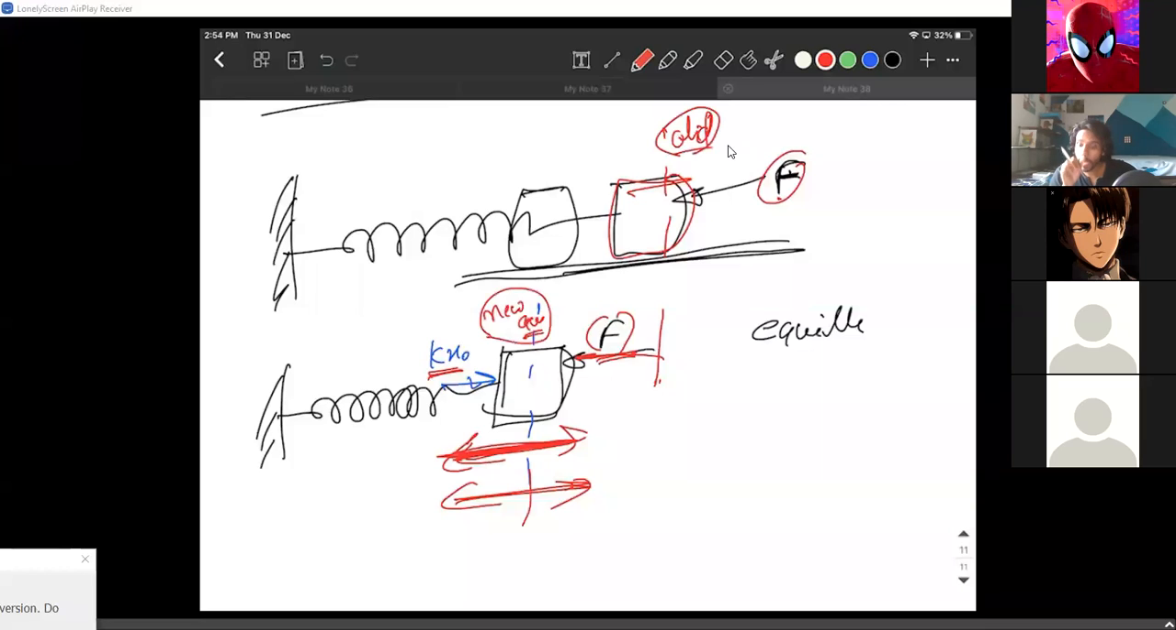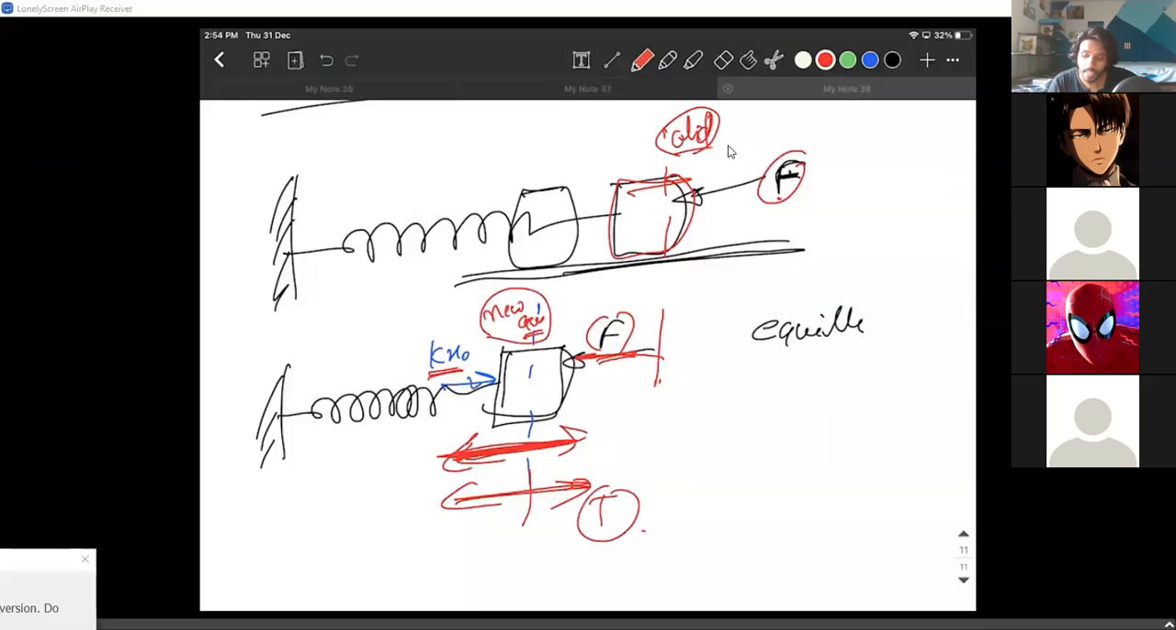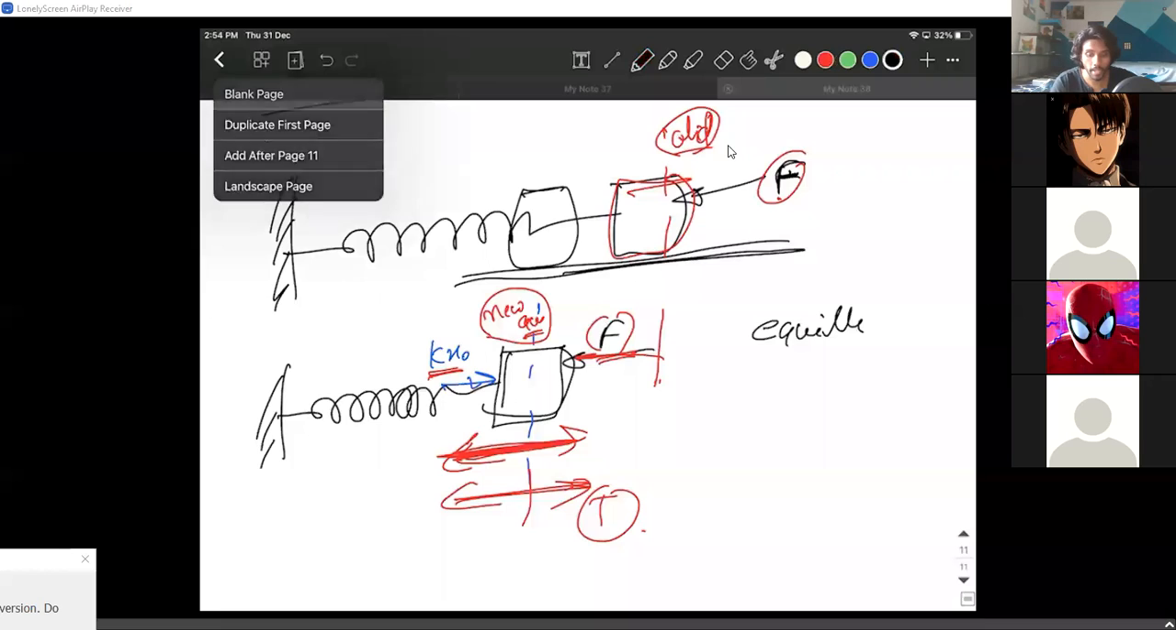Now I'm asking you, what is the time period in this case? So 2 pi into root over m by k plus f by m. No, let us check that. I hope you understand the idea first of all, the change of equilibrium thing, okay?